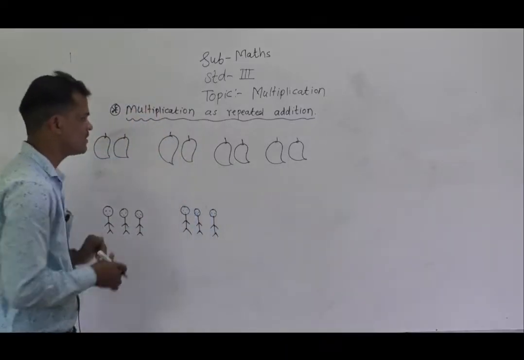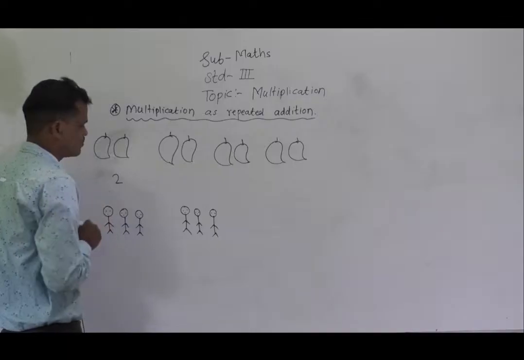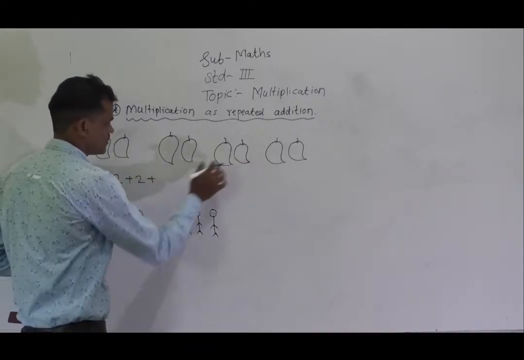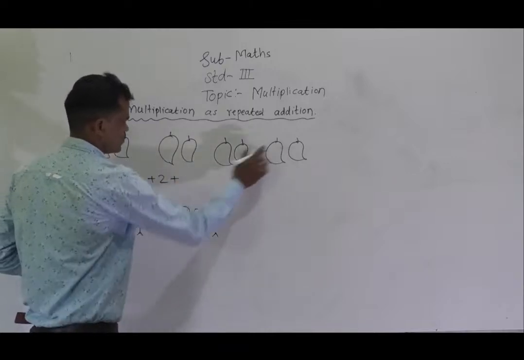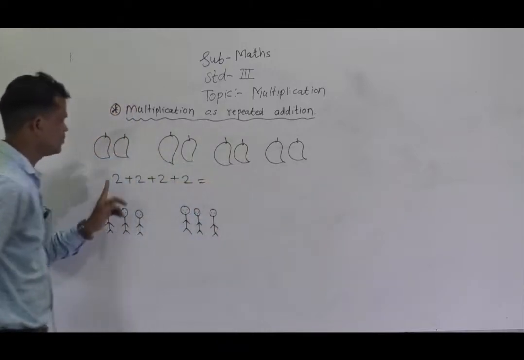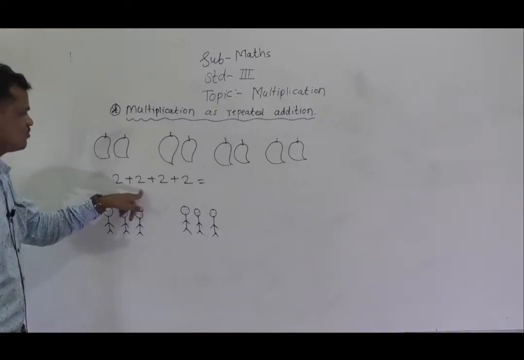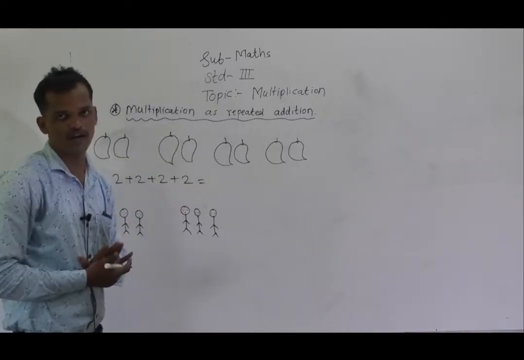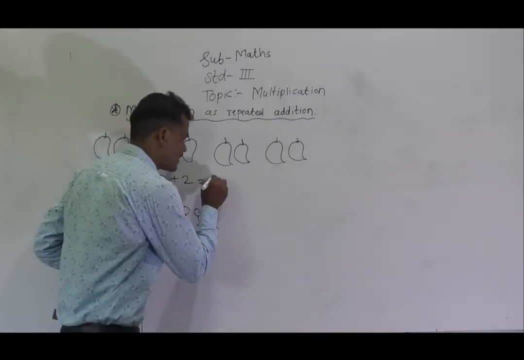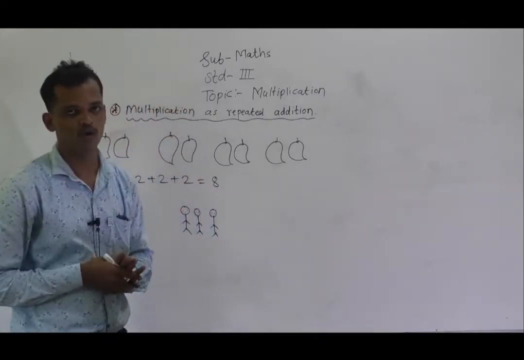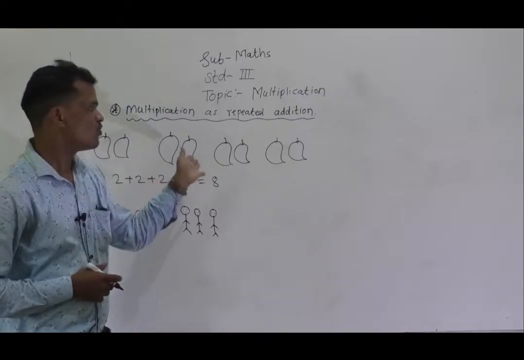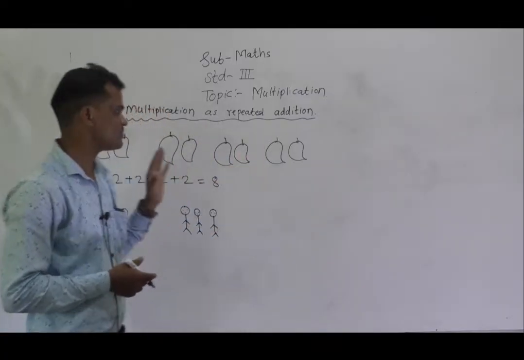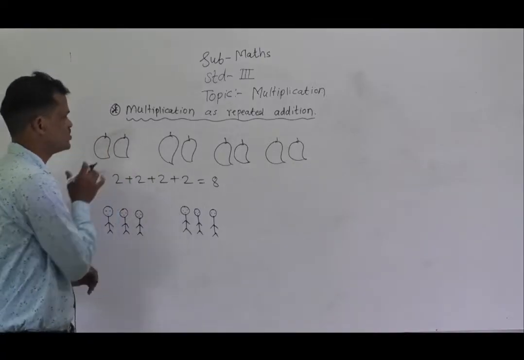Okay, so we can find out how many total mangoes there are. 2 plus 2 plus 2 plus 2. Okay, so 2 plus 2 is 4, 4 plus 2 is 6, and 6 plus 2 is 8. Okay, so there are 8 mangoes. Okay, so we can find out the answer to this question.